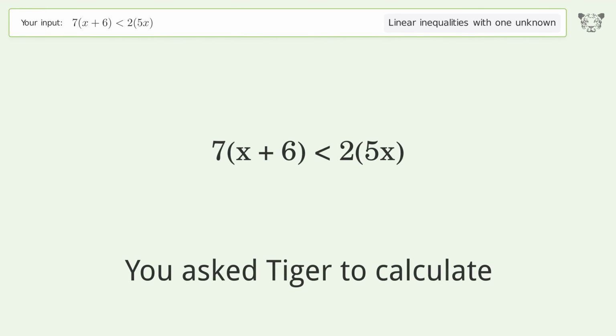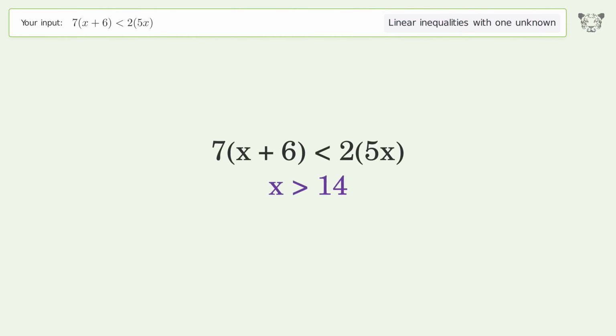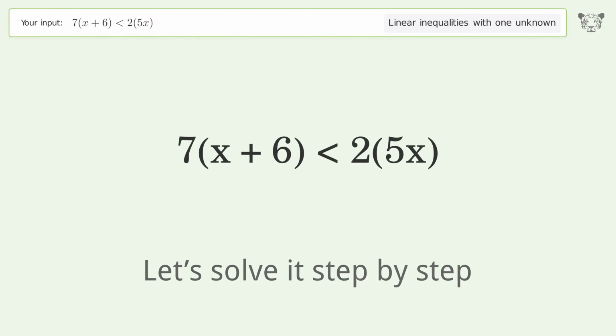You ask Tiger to calculate. This deals with linear inequalities with one unknown. The final result is x greater than 14. Let's solve it step by step.